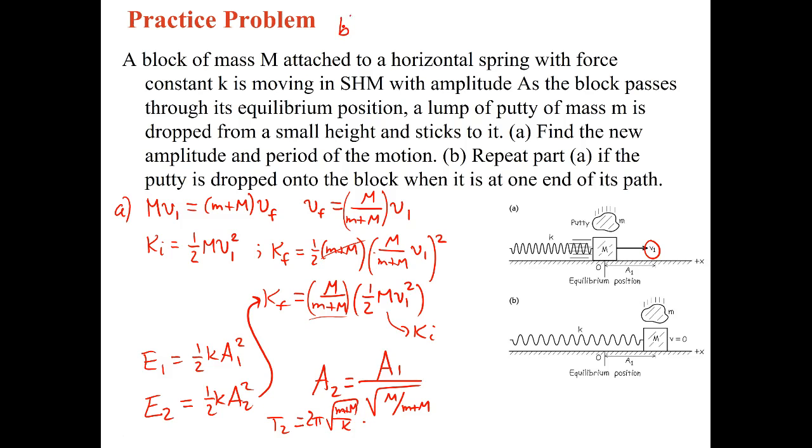Now in part B, there's no change in the amplitude because it's already at maximum amplitude, okay? But the period will change to 2 pi root little m plus big M over k, just like before.